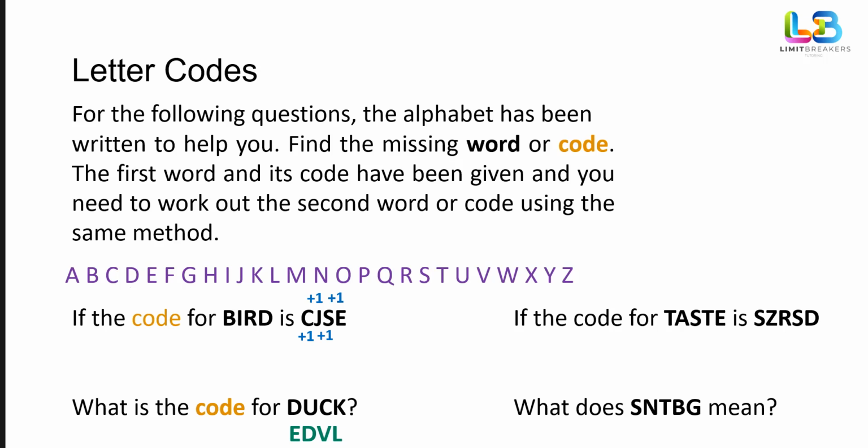In the second question, we have if the code for taste is SZRSD, what does SNTBG mean? Notice that in this question, we're looking for a word, not a code.